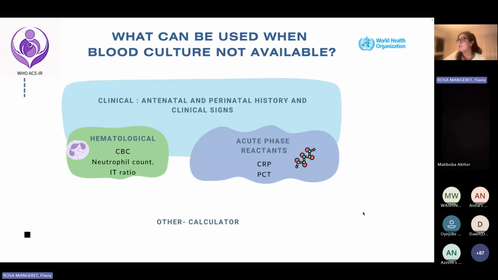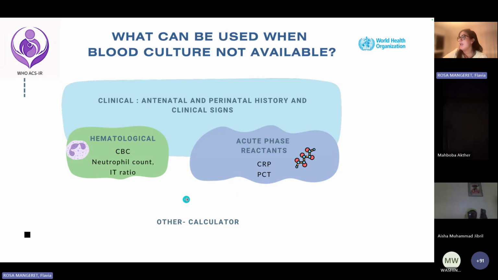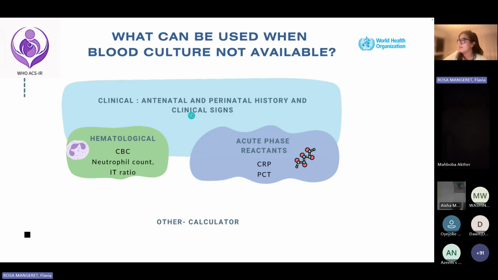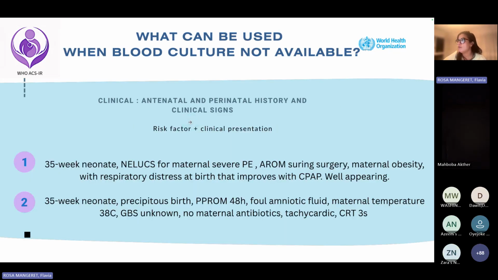So what can be used? What do we use right now? What do we do, basically? There are things that are available in many places, and what's mostly available in most places is clinical diagnosis. Clinical diagnosis is a fundamental basis of diagnosing and of any kind of care in general, including sepsis. By this I mean history, antenatal and perinatal history, and clinical signs. So basically we can think about risk factor plus clinical presentation.